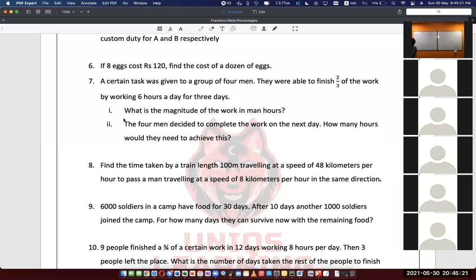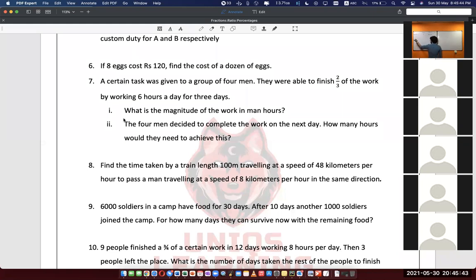By working 6 hours a day for 3 days, what is the magnitude of the work done by man hours? So now they are asking for man hours. Here we cannot use our ratio method, because they are directly asking for man hours. So what is the magnitude of the work in man hours?